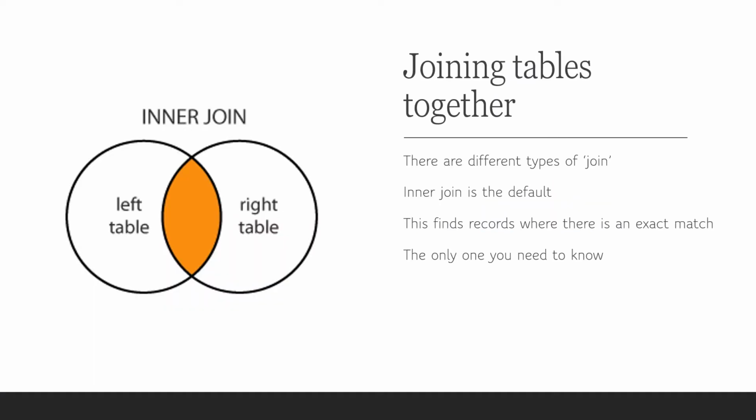There are different ways of joining in SQL, and the one that we're going to look at is called the inner join. That's the default, and it's the only one that will be in the exam. It finds records where there is an exact match between a foreign key and an ID of a primary key of another table.